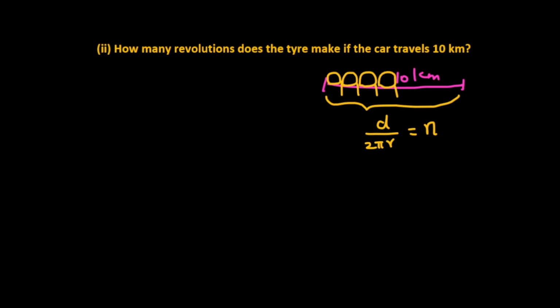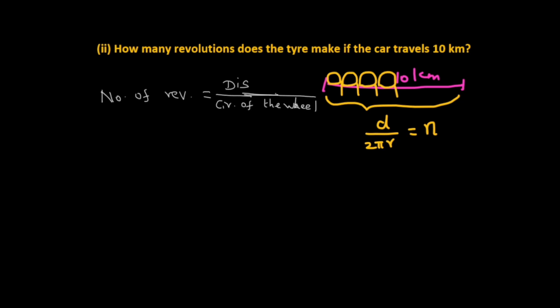So number of revolutions is nothing but the distance covered by the vehicle divided by the circumference of the wheel or tire.